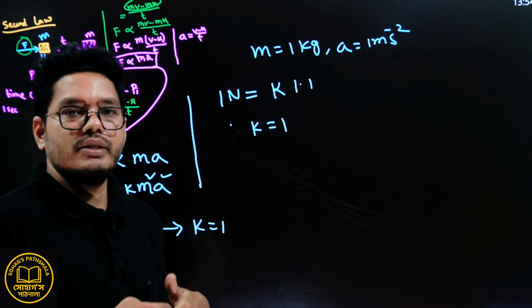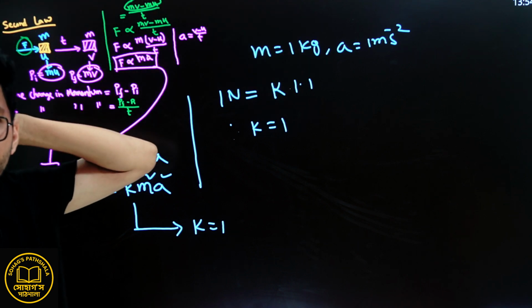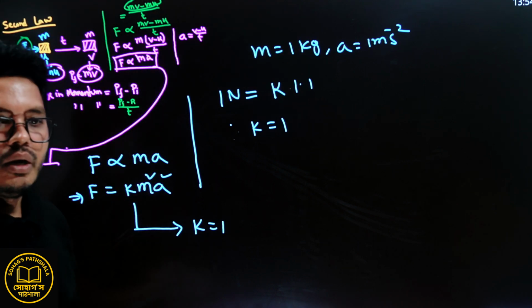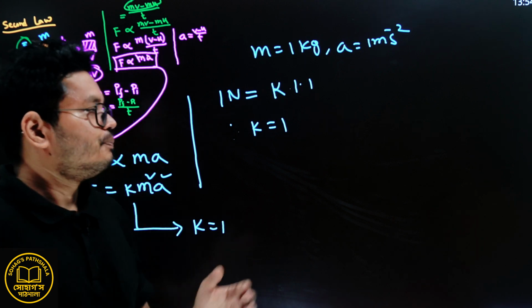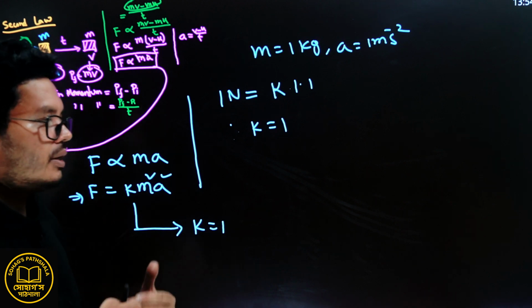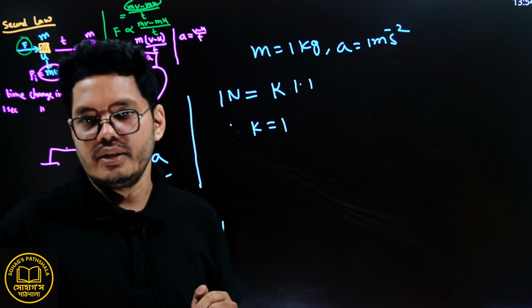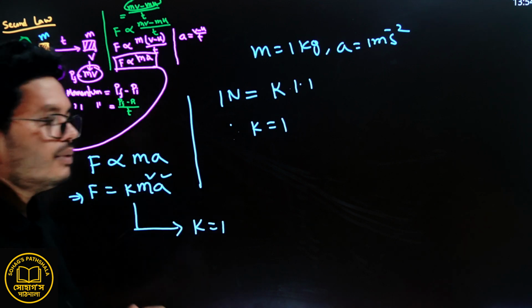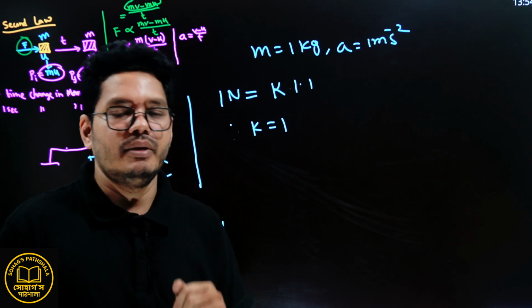The amount of force that you apply so that a 1 kg object develops an acceleration of 1 meter per second square is 1 Newton. That means it develops 1 meter per second velocity in 1 second. That is 1 meter per second.